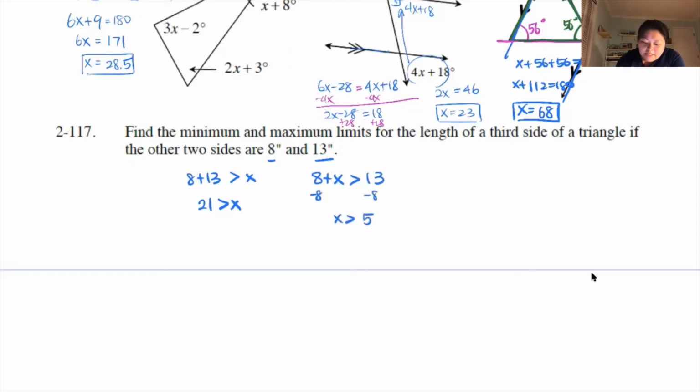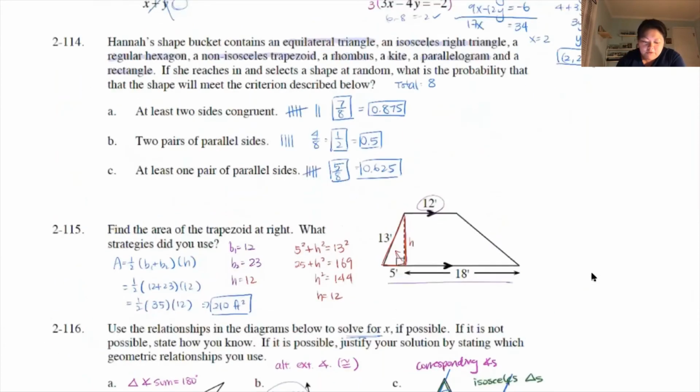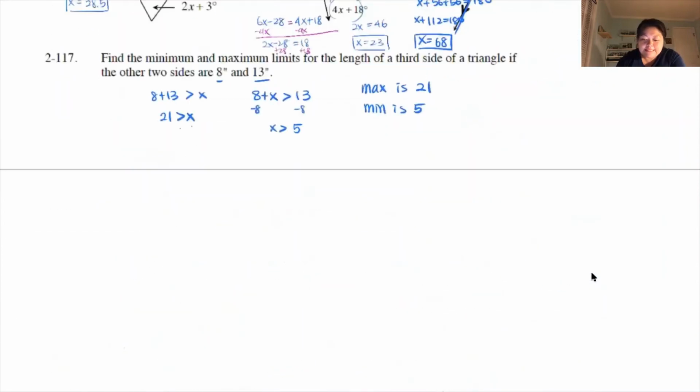So what is the maximum? The maximum is 21. Your side cannot be bigger than 21. It has to be less than 21, right? X is less than 21. And the minimum is 5. X has to be bigger than 5. That missing side must be bigger than 5. Otherwise, you cannot make a triangle. Okay? All right, let me double check real quick. I believe that is it. We are done.